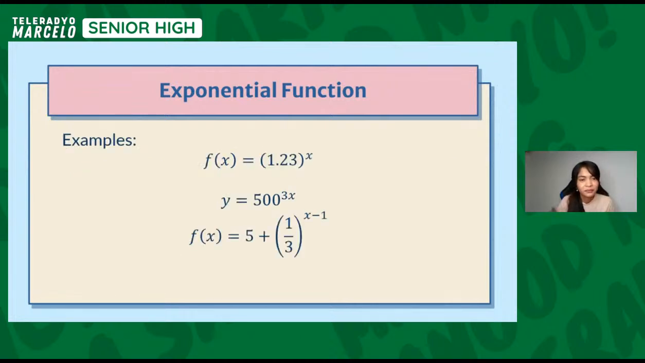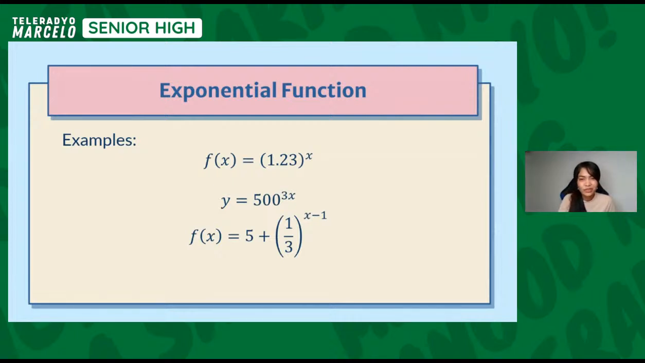For examples of exponential functions, we have f of x is equal to 1.23 raised to x. We also have y is equal to 500 raised to 3x. These two are both functions. As we said in our definition earlier, f of x can also be written as y. And lastly, we have the example f of x is equal to 5 plus 1/3 raised to x minus 1. So these are all exponential functions because they show a relationship between two variables, which are f of x and x, or in our second example, y and x.